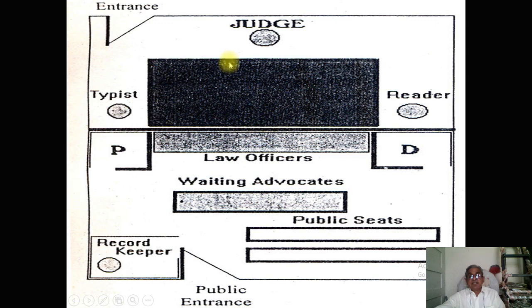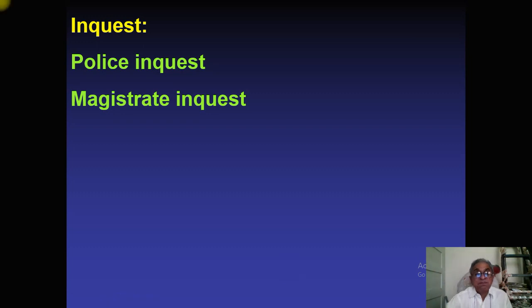Same way, the judge. When you enter from this entrance, in front is the judge, on the left side is the typist, on the right side is the reader. Here the witness, prosecution, here the defense, means the accused person. Then here the law officers, the lawyers. Then the waiting area, public seat is there. This is the record keeper room. Inquest.